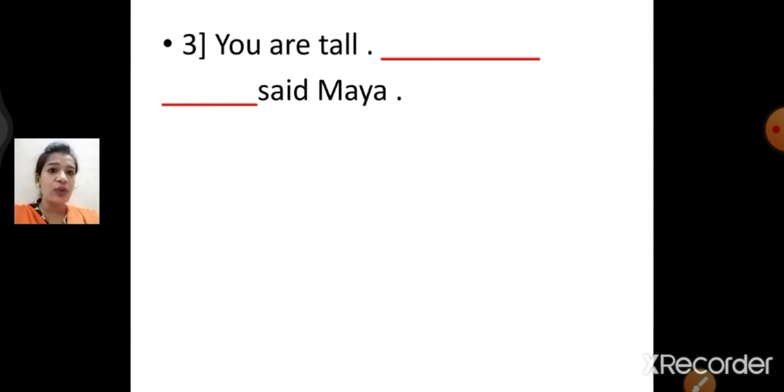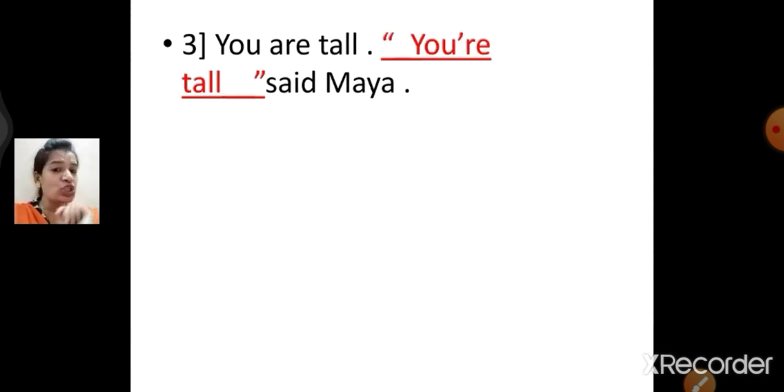Now see this third one. You are tall. Dash, said Maya. Now see in the third one there are no inverted commas, no double inverted commas like there were before in the first one and second one. So now here you have to use them as I said before. You are tall. Now what is the contraction form of you are?